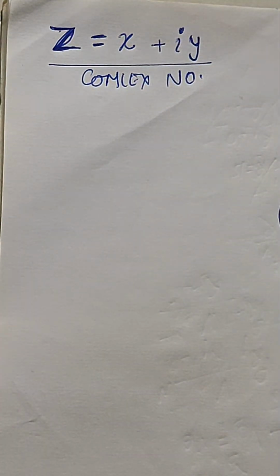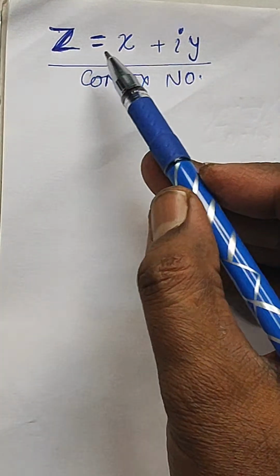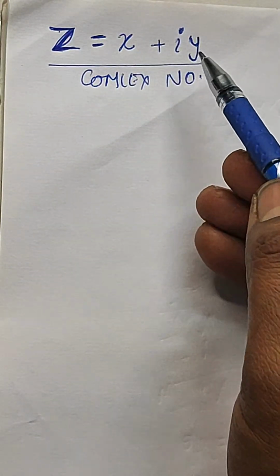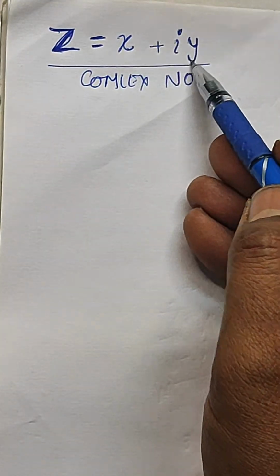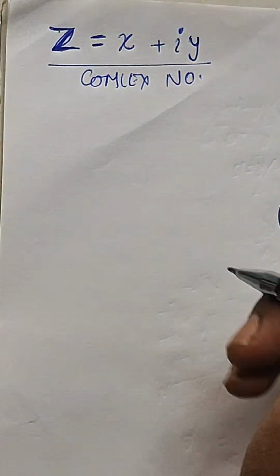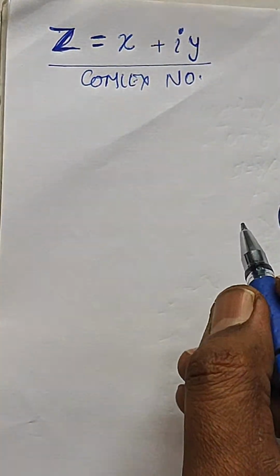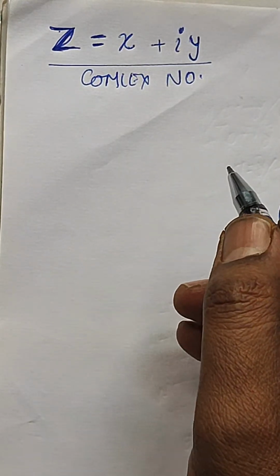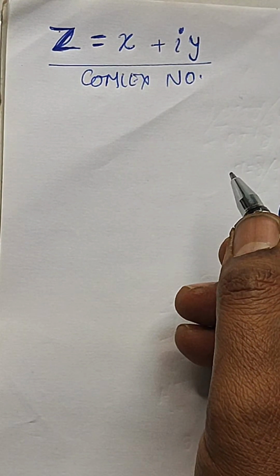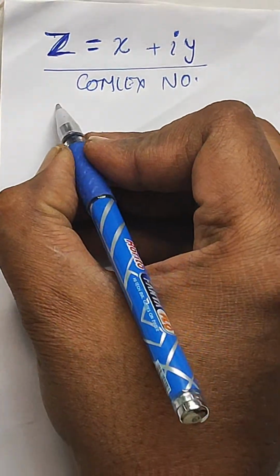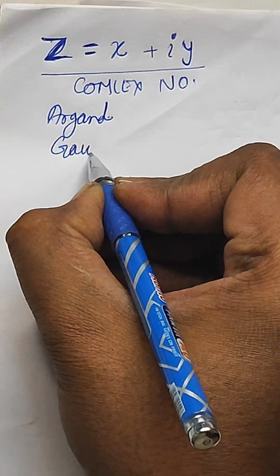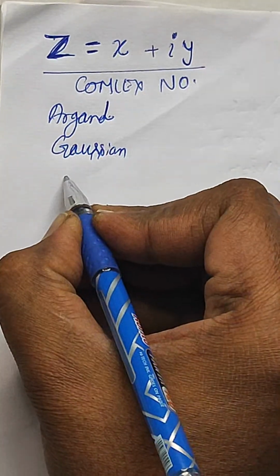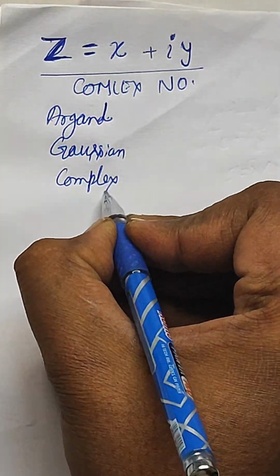Now what is the modulus and what is the argument? My dear friends, a complex number z equal to x plus iy can be represented by a point whose coordinates can be considered as x and y. So this will be a unique point only, and this will be represented on an Argand plane. We can say it is an Argand plane, a complex plane, or a Gaussian plane.